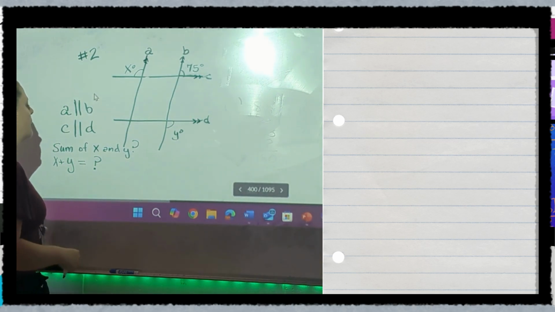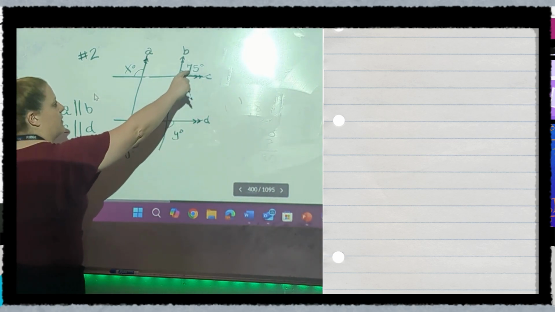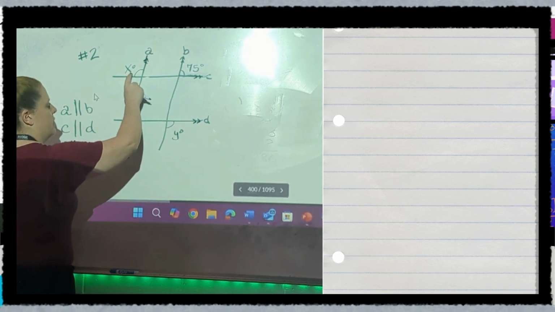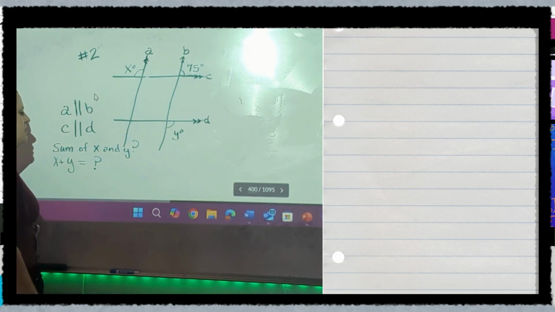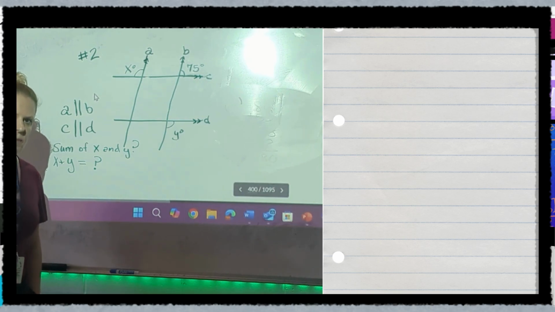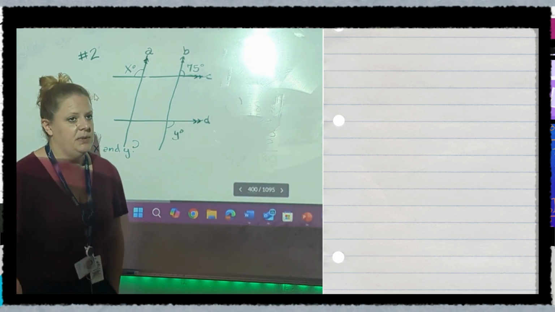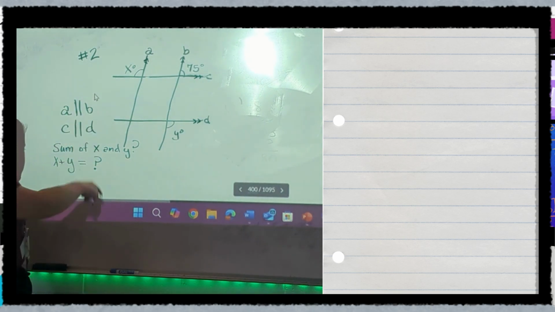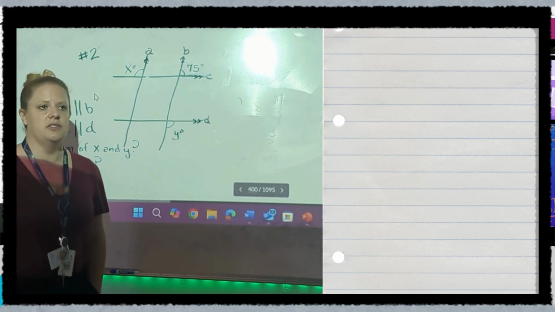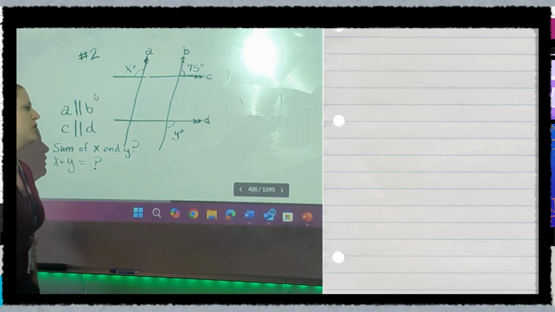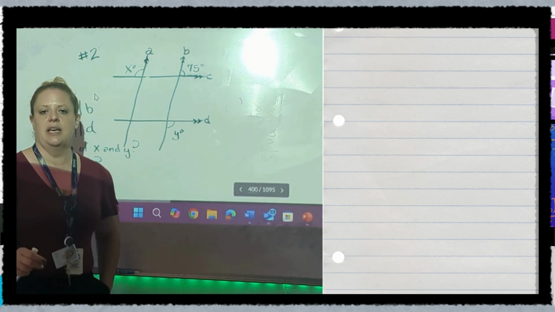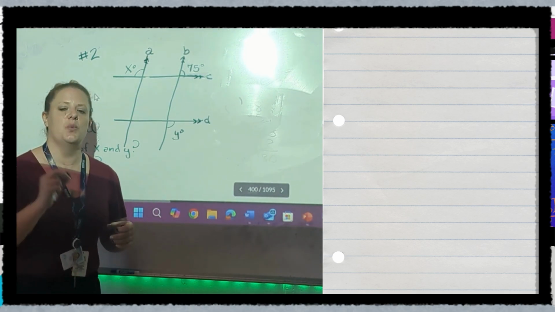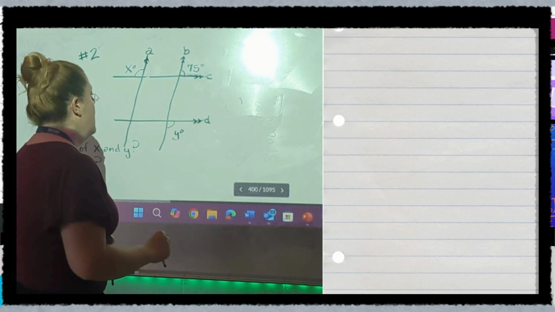We are given 75 up here in this corner, x is this value, y is this value, and we're asked to find the sum of x and y. I've already had a few people turn this in to me, and they told me what x is, or what y is, or they circled each of them, but they forgot to give me the sum of x and y. That's what we're looking for. Make sure when you're taking tests or doing these homeworks that you know exactly what you're being asked.